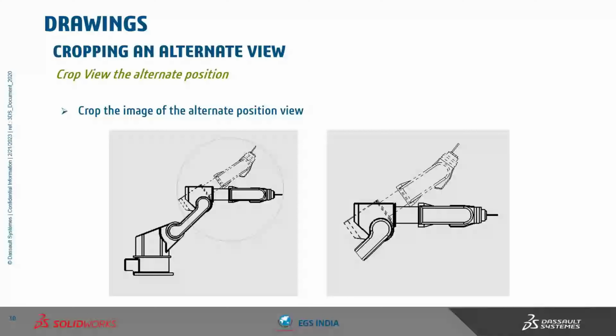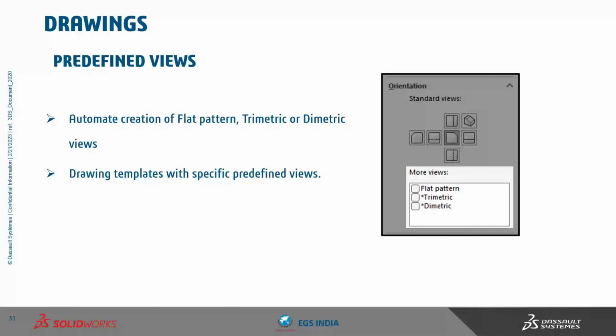Now we move on to drawings. Already the alternate position has been enhanced in SolidWorks. Now we can crop the alternate position. Predefined view: now we can automatically create the predefined view with the flat pattern or isometric or dimensional view.